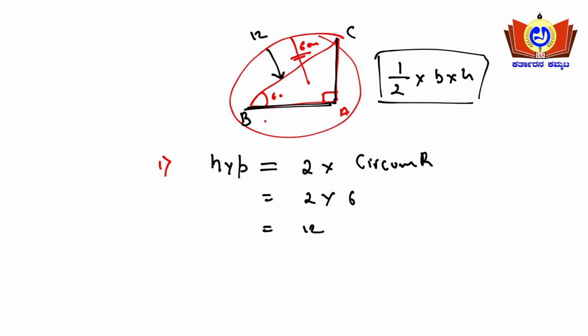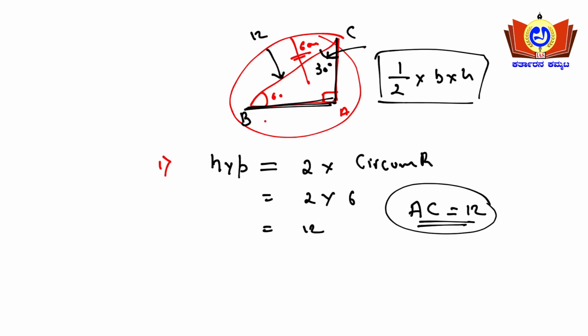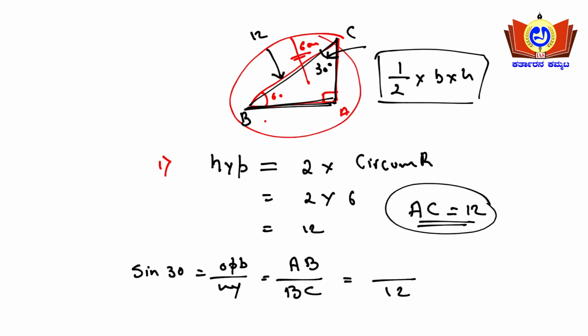From statement 1 we can say that we found AC here. AC is the hypotenuse and AC is 12 centimeter. In the same way, using statement 2, one angle is 60 degree, which means the other angle will be 30 degree here. Yes or no? If this angle is 30 degree, sine 30 will be opposite by hypotenuse. What is opposite here? AB is the opposite and BC is the hypotenuse. So BC we got 12 here. We need to find AB here. What do you mean by sine 30?